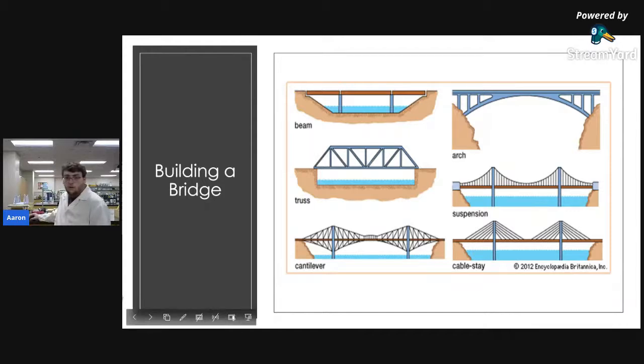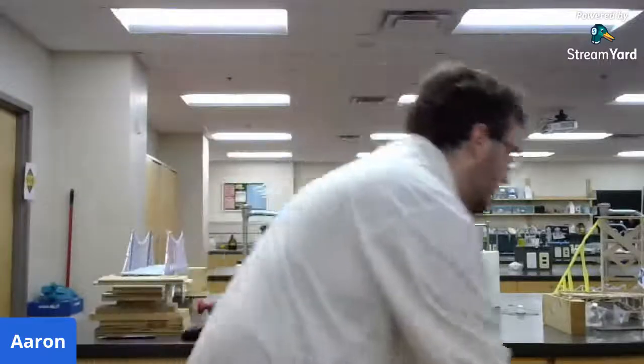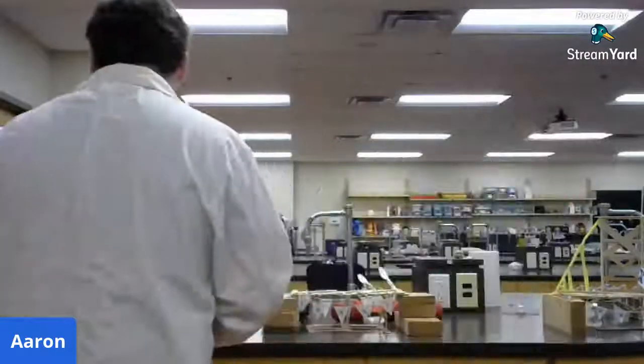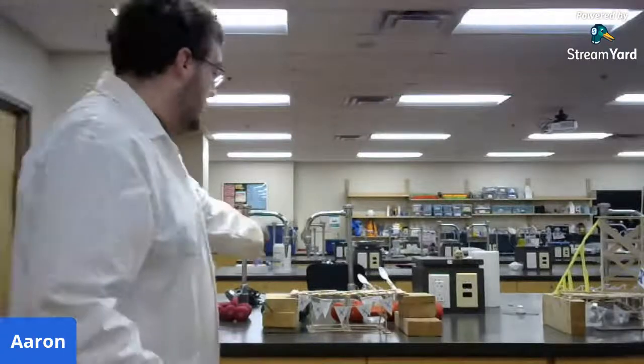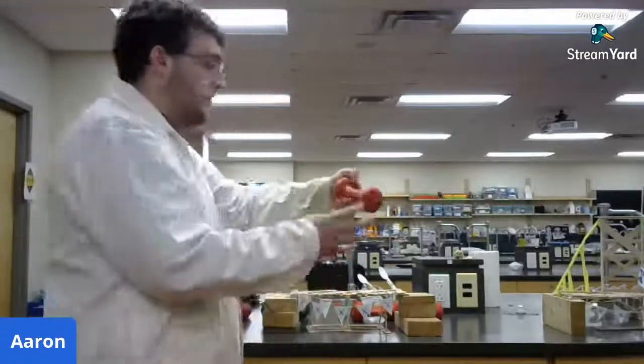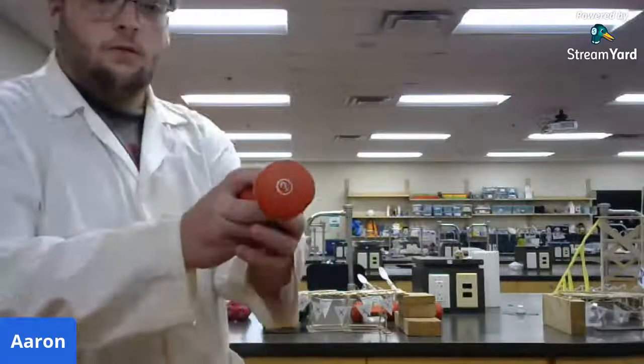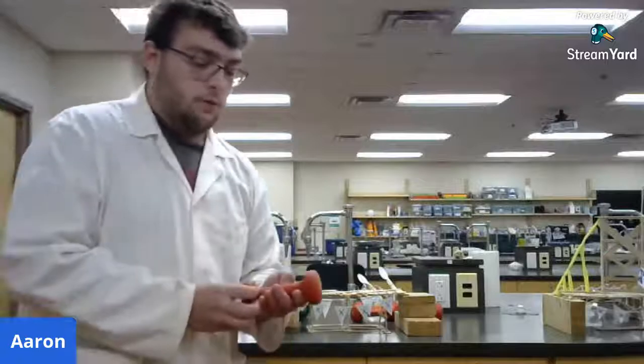So, with all that being said, let's start testing our bridges. And if there's any questions, feel free to ask, and I'll do my best to answer them. So with me here, I have a few different hand weights. This one is 2 pounds, and 1 kilogram is approximately 2.2 pounds, so this is a little less than a kilogram.